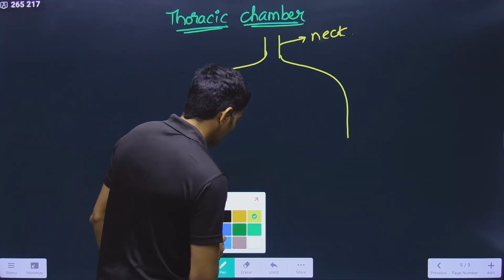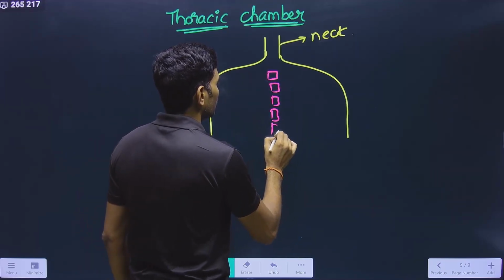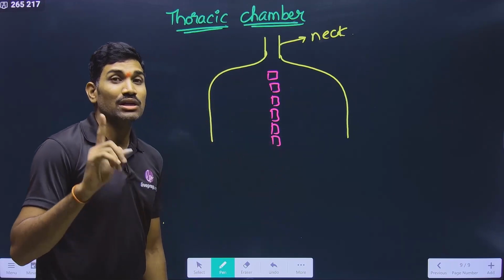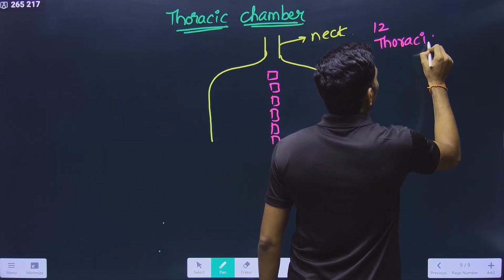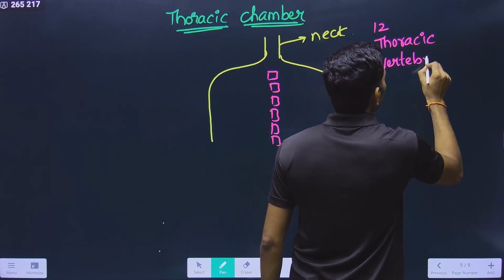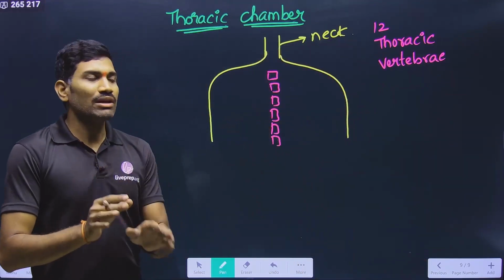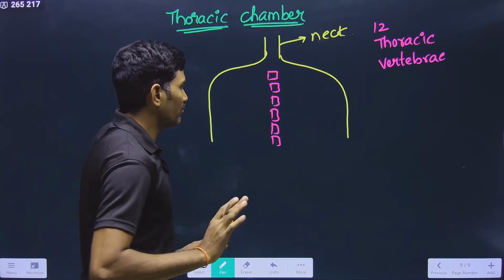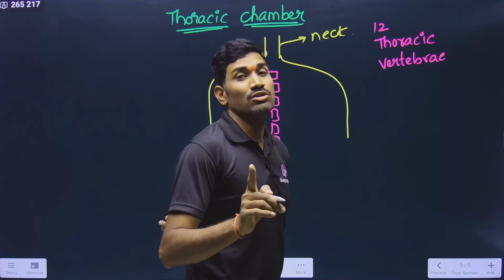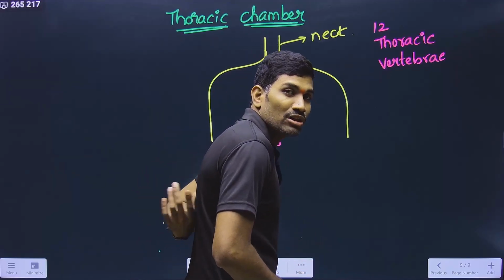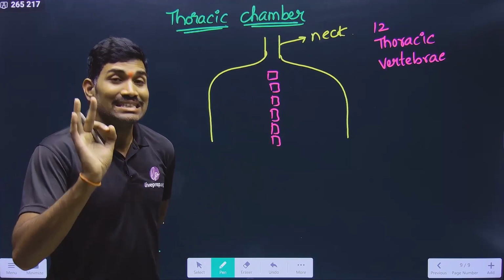So now let us observe this one. There is a vertebral column here, and in the vertebral column, vertebrae are present. In the thoracic cavity, a total of 12 thoracic vertebrae are present. Vertebra is singular, vertebrae is plural. Where are they present? On the dorsal side. This is the dorsal side, this is the ventral side. Please remember, locations are also very important. So these vertebrae are present on the dorsal side. And on the ventral side, what is present? Sternum is present. This bone is called the sternum.